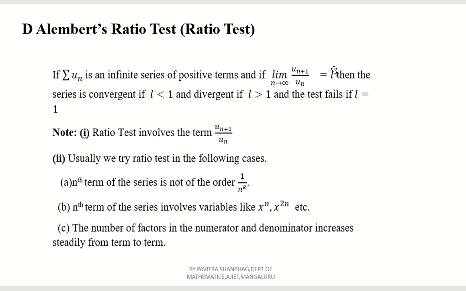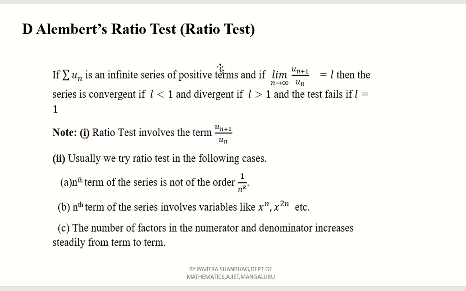One is, suppose this L is less than 1, then the series is convergent, as in your previous Cauchy's root test, the same case here. And if L is greater than 1, then it is divergent. And if L equals 1, the test fails. You need not move further. If the test fails, actually one method is there, but that method has been removed from your syllabus. That is the comparison test. So if L equals 1, you just write that the test fails. That's it.